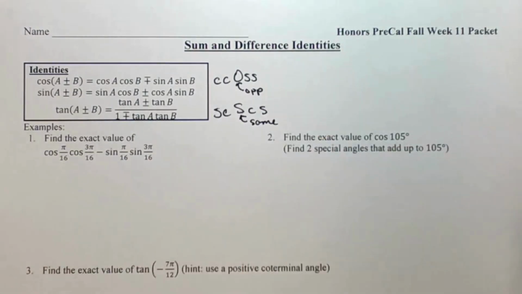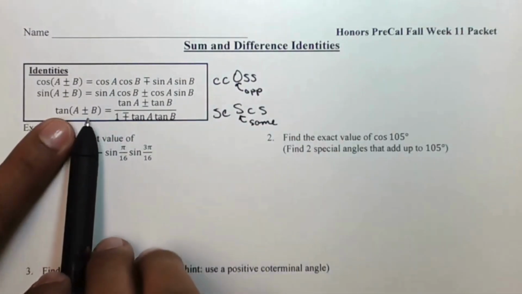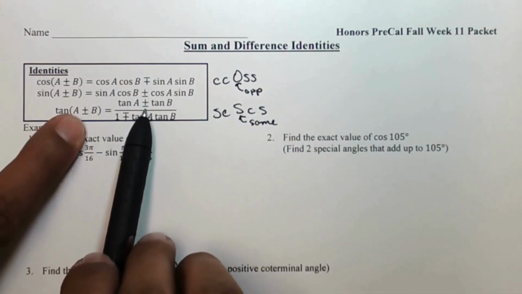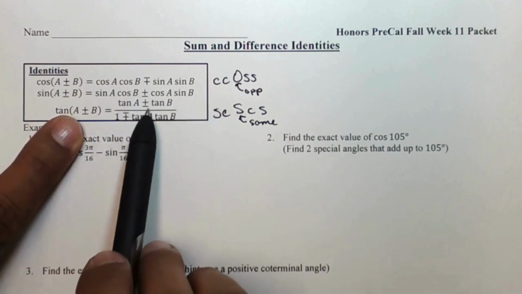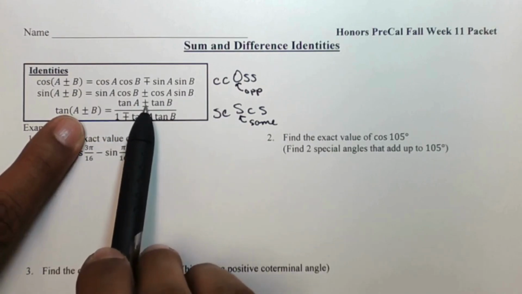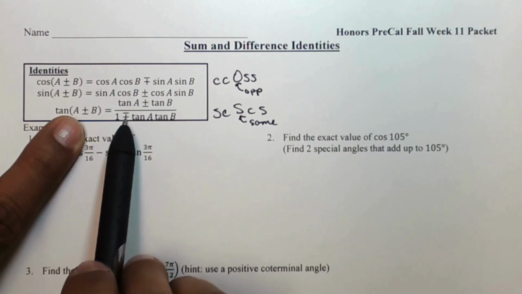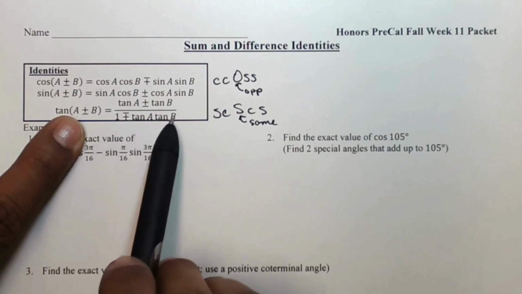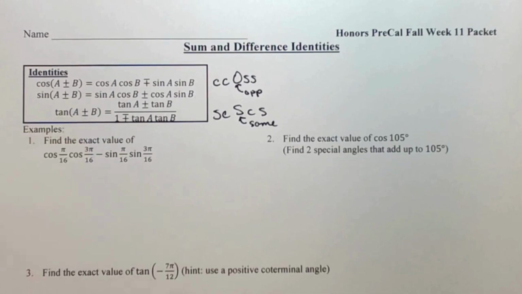Now, with tangent, there's not really a good way to memorize it, besides writing it over and over again and making sure you remember it. When we take apart tangent, notice that the top is pretty much taken apart, tangent A and tangent B, and doing the same sign. On the bottom, we're going to do one and then the opposite sign of the two separated but multiplied. So write these out. This is a good way to memorize these, is to write them out.